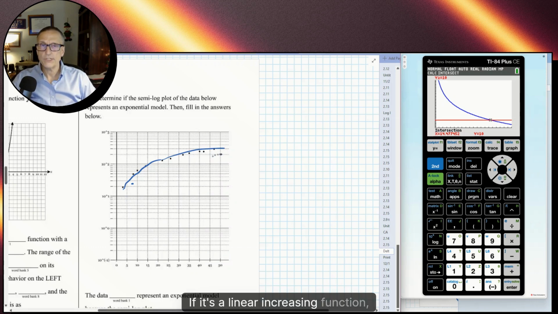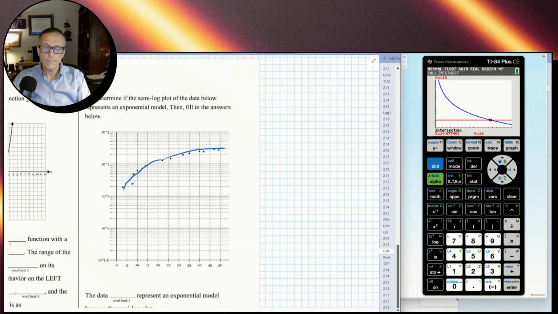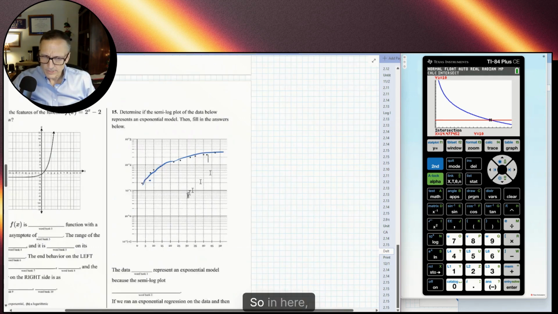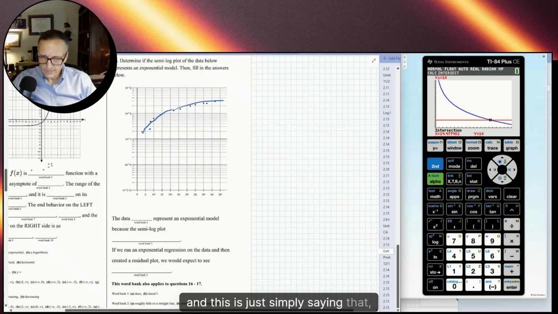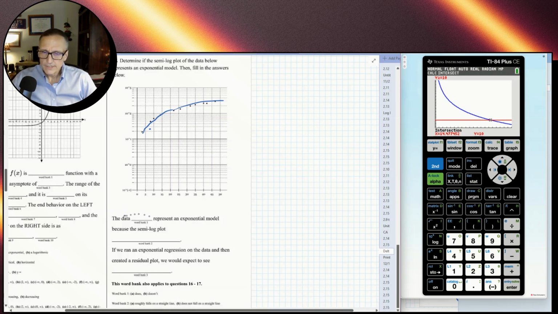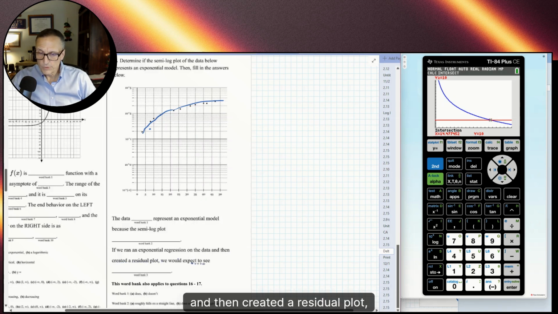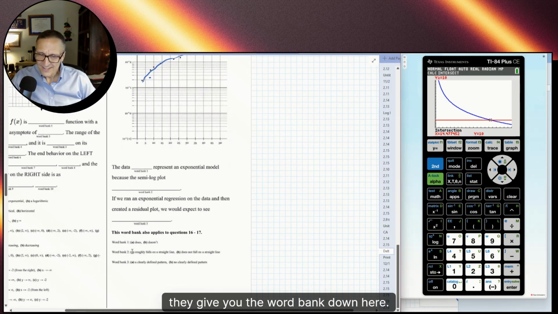If it's a linear increasing function, that means it was exponential growth. If it is a decreasing linear model with negative slope on the semi-log, that would mean it's exponential decay. So in here, this is just making you walk through the logic: the data does not represent an exponential model because the semi-log plot is not linear. If we ran an exponential regression on the data and then created a residual plot, and they give you the word bank down here, we would expect to see a clearly defined pattern.